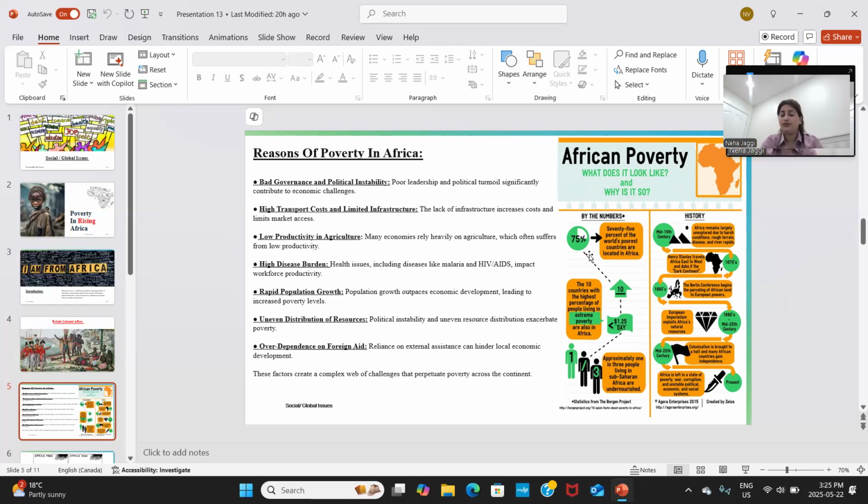Another significant cause of poverty in Africa is poor infrastructure, which is because of government corruption. Infrastructure refers to the basic physical and organizational structures needed for the functioning of society, including transportation, communication, water supply, and energy systems. When infrastructure is weak or inadequate, it can limit economic growth, social development, and access to essential services, precipitating a cycle of poverty.